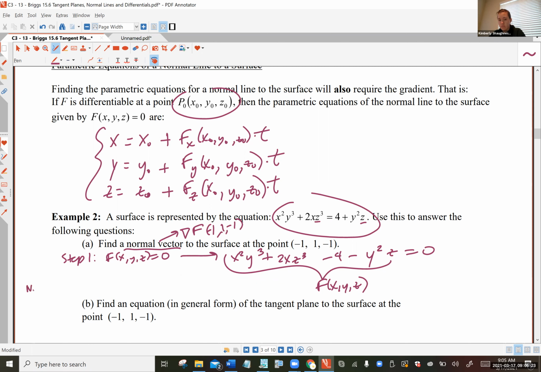So the normal vector is the gradient of f, which we use this upside down triangle, and we call that del f, and it's a vector, and it's going to contain the partials of this function that we just got, everything on one side and 0 on the other.